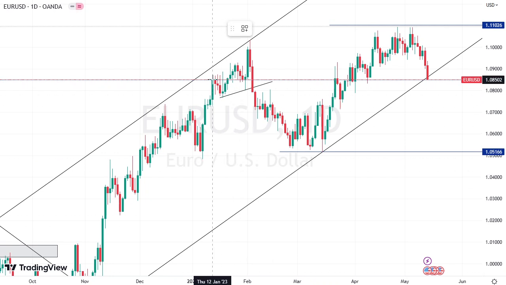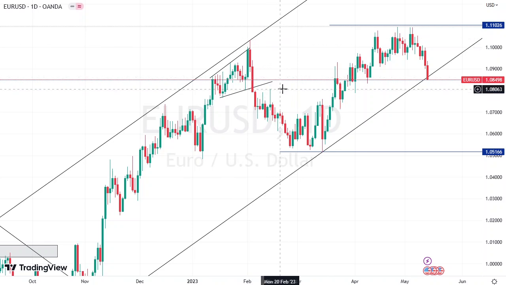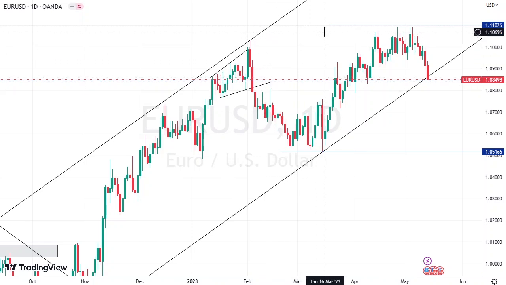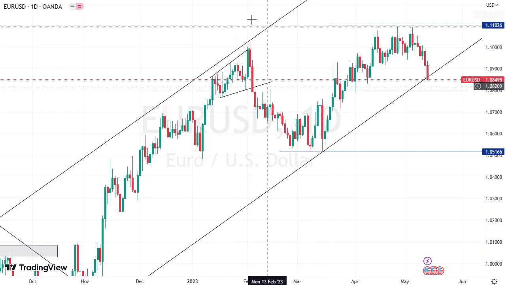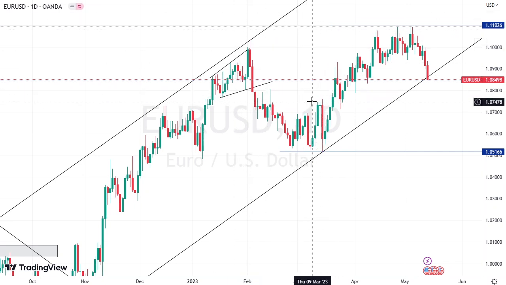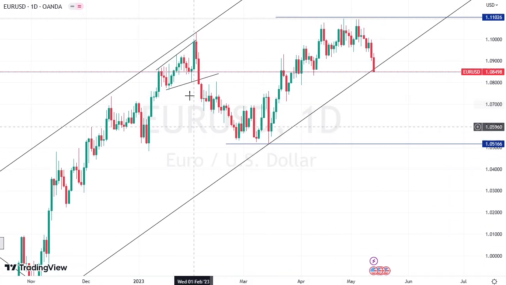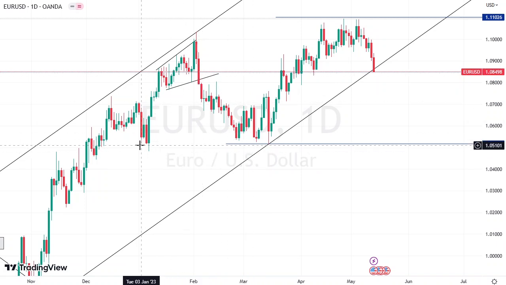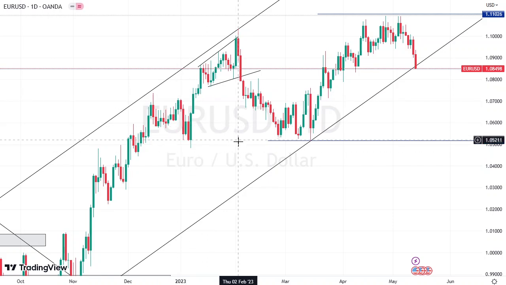So you can see, okay, we had a flag structure. We can call this a flag. We can call this a bullish expanding, bearish expanding triangle. Yeah, we can call it those, a flag and a bullish expanding. Okay, then it came back and created what? Went back to the previous higher low.